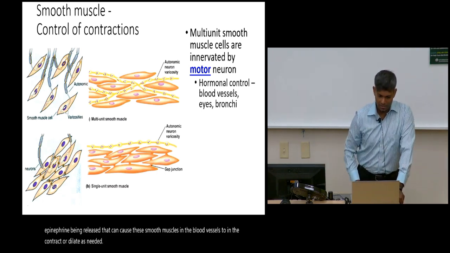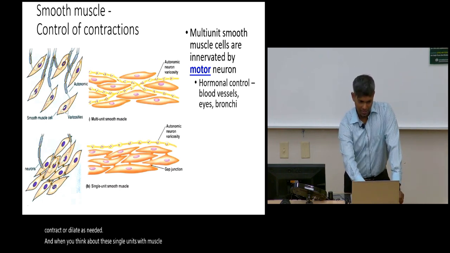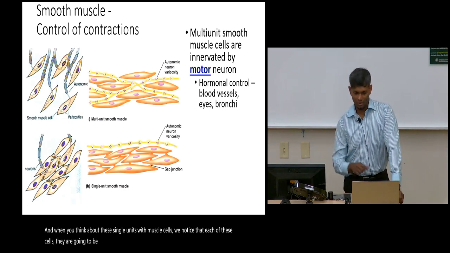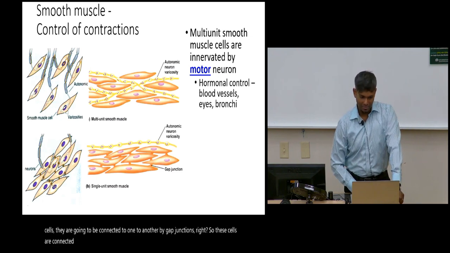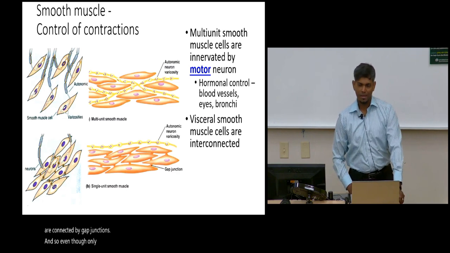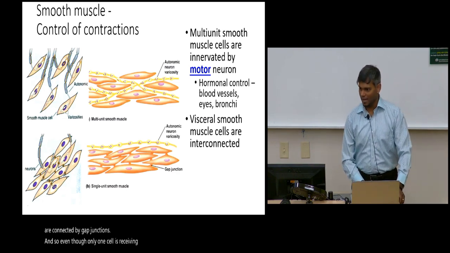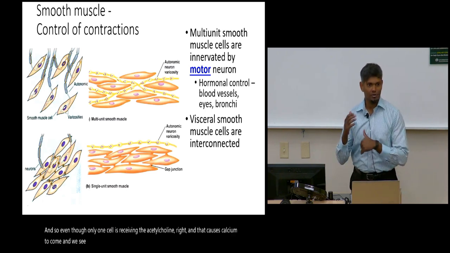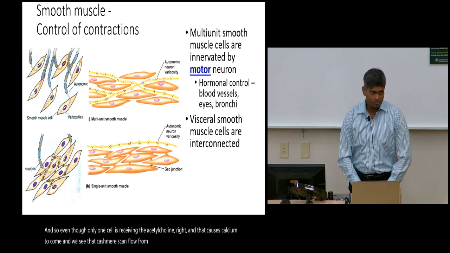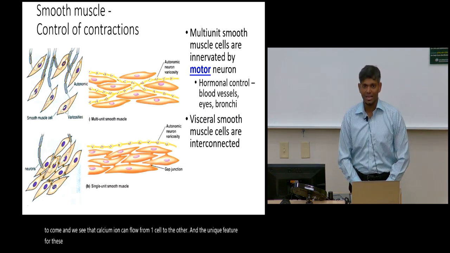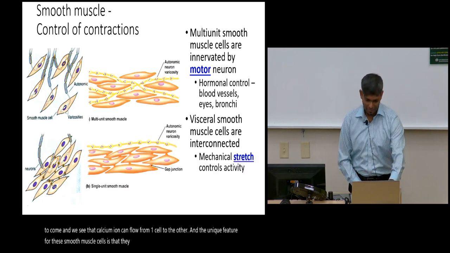And when you think about these single unit smooth muscle cells, we notice that each of these cells is going to be connected one to another by gap junctions. Right, so these cells are connected by gap junctions, and so even though only one cell is receiving the acetylcholine, and that causes calcium to come in, we see that calcium ions can flow from one cell to the other. And the unique feature about these smooth muscle cells is that they are activated by stretch.